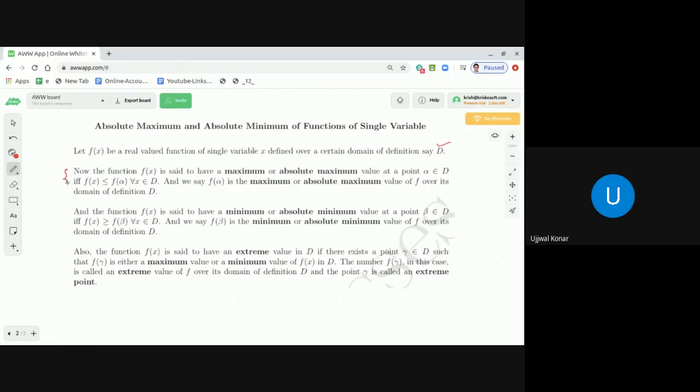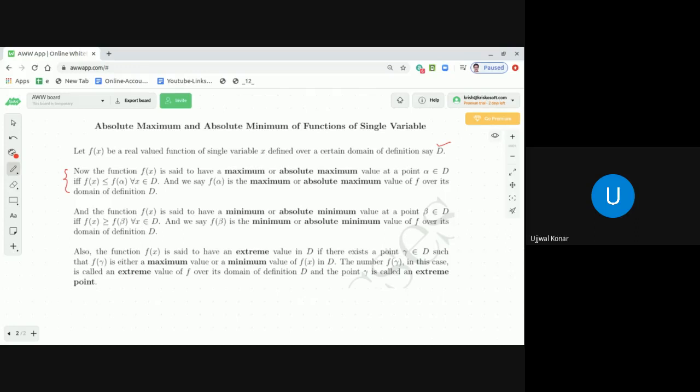Now the function f(x) is said to have a maximum or absolute maximum value at a point alpha belonging to the domain of definition D if and only if f(x) is less than or equal to f(alpha) for all x belonging to D. Okay, and we say f(alpha) is the maximum or absolute maximum value of f over its domain of definition D. Let me repeat once more, that f(x) is a function which will have a maximum or absolute maximum.